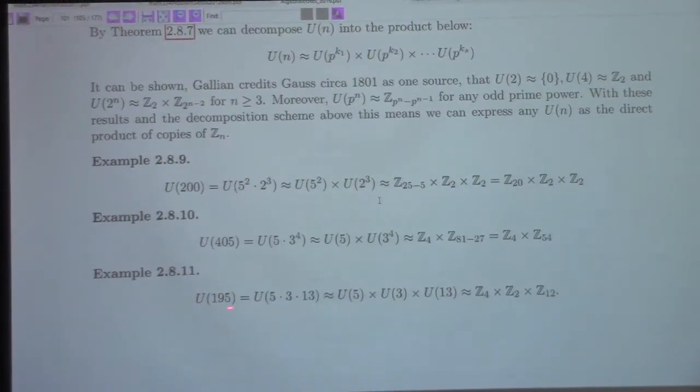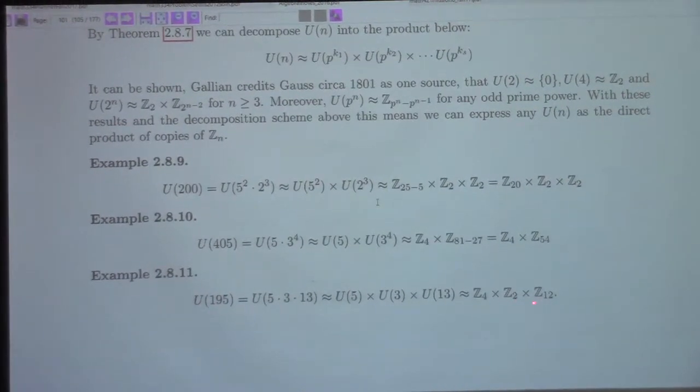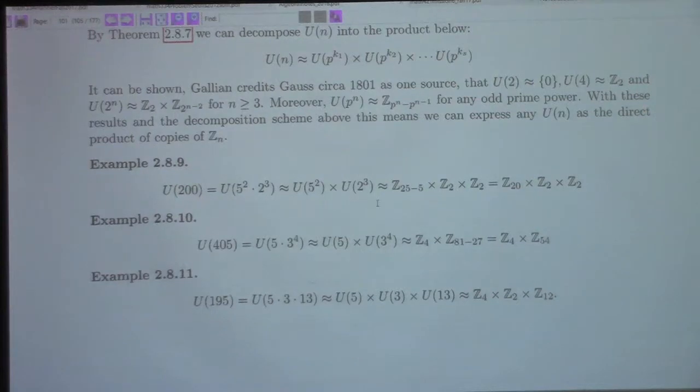Here's 195. This works out to, in fact, Z4 cross Z2 cross Z12. I don't know, I think once you get started on this, it's just fun. I mean, it's pretty straightforward. If I asked you to find what the group of units is, up to isomorphism, of, say, Z1000, you could do it. It wouldn't be a big deal, right? With this.